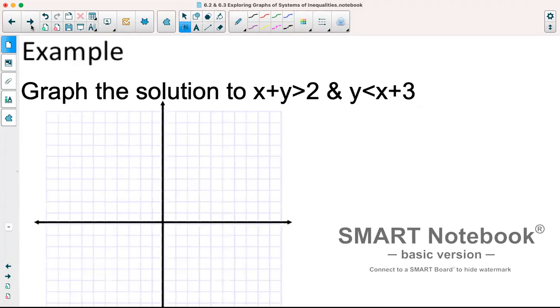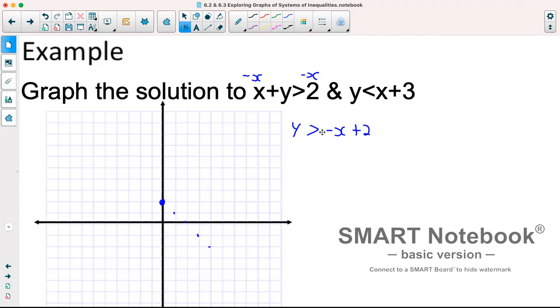So for example, graph a solution to x plus y is greater than 2 and y is less than x plus 3. The very first thing I would do is change this into slope-intercept form. To do that, I'll move the x to the other side. So that gives me y is greater than negative x plus 2. So we have this 2 as our y-intercept. We have a slope of -1, so that's down 1 over 1.